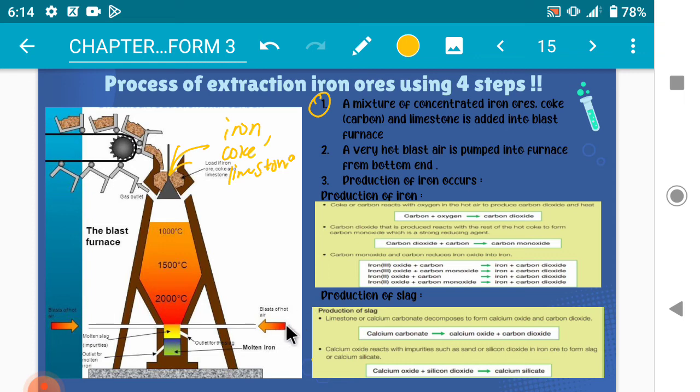So you can see over beside here is hot air being pumped into the blast furnace. And the third step is what? The production of iron occurs. So for the production of iron, you can read over here, there are 3 statements. You can read: coke or carbon reacts with oxygen in the hot air to produce carbon dioxide and heat.